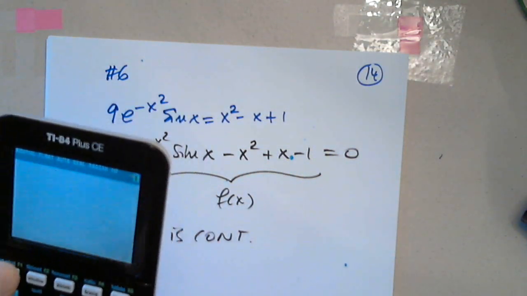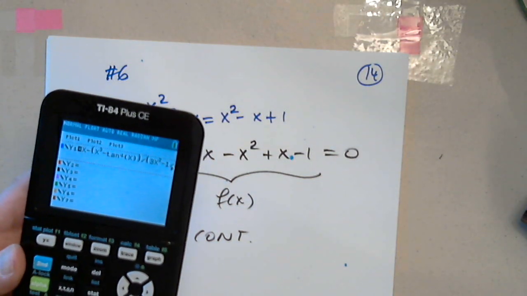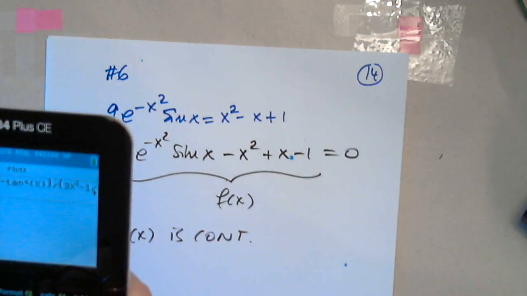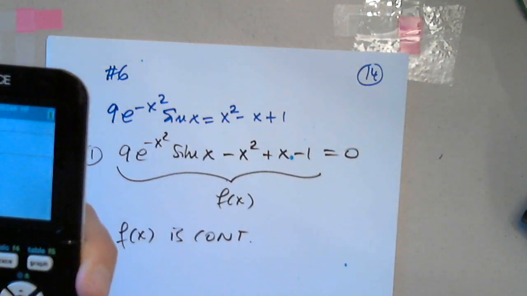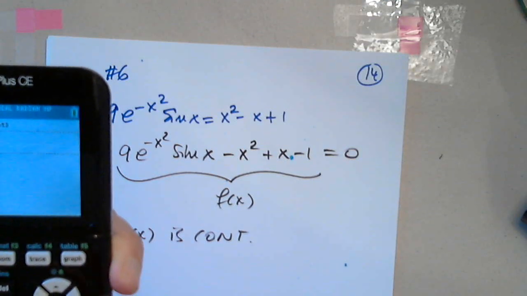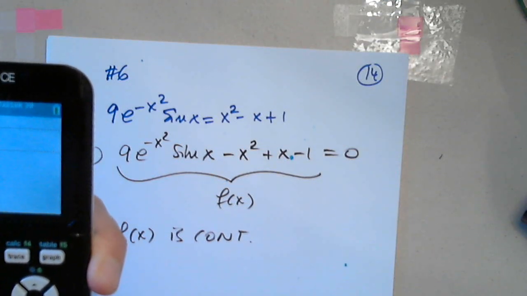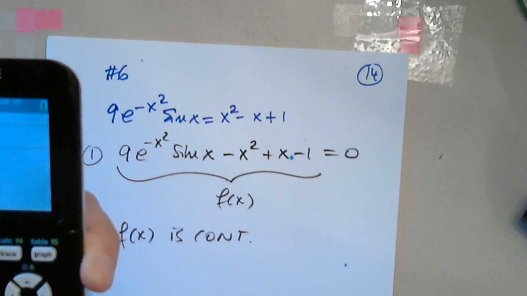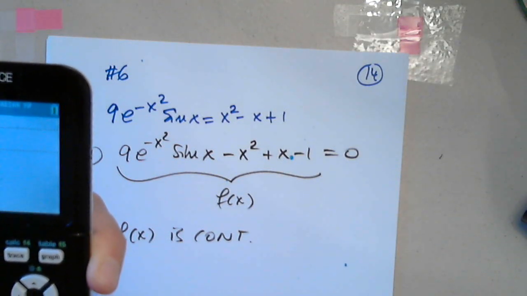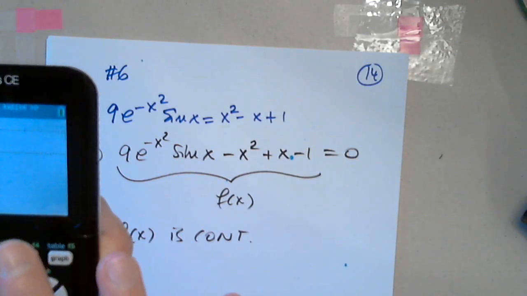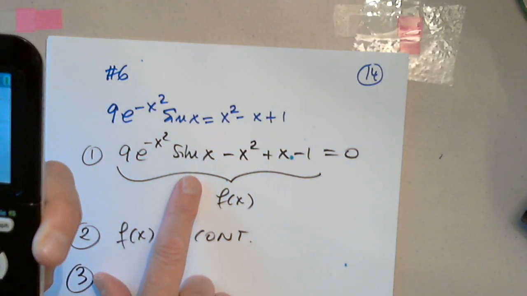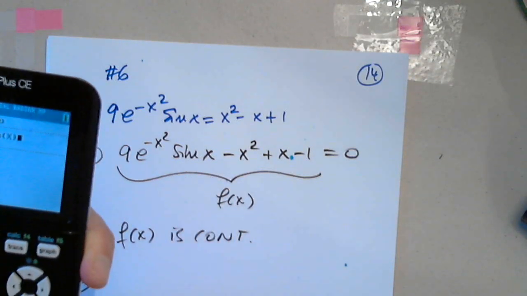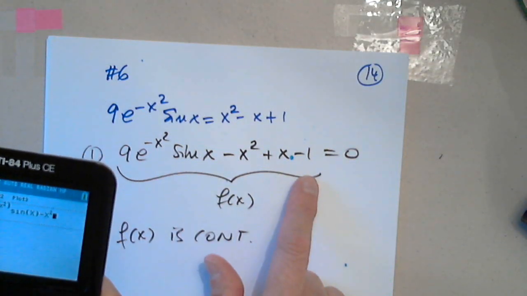So in y equals, let me see if you can see this. Okay. So in y equals, clear whatever you have, and let's plug in 9, here's e. Please put parentheses. I don't know, it may work without, but I don't want to have to go back. So sine x. Also for sine x, make sure that your mode is in radian mode. Minus x squared plus x minus 1.